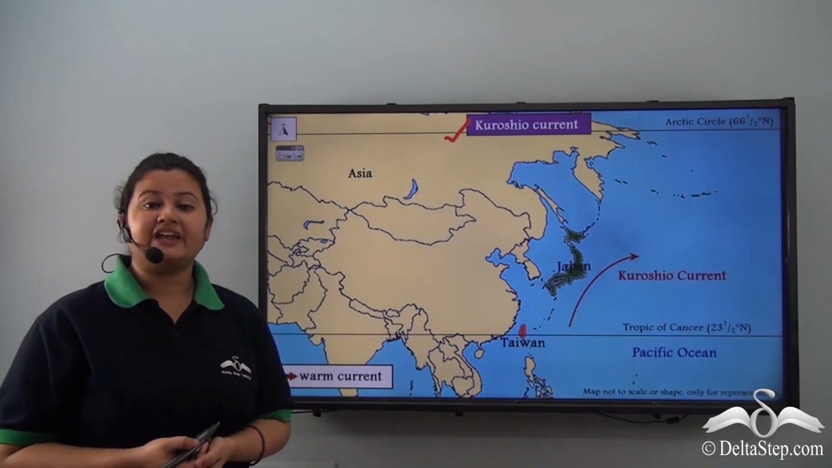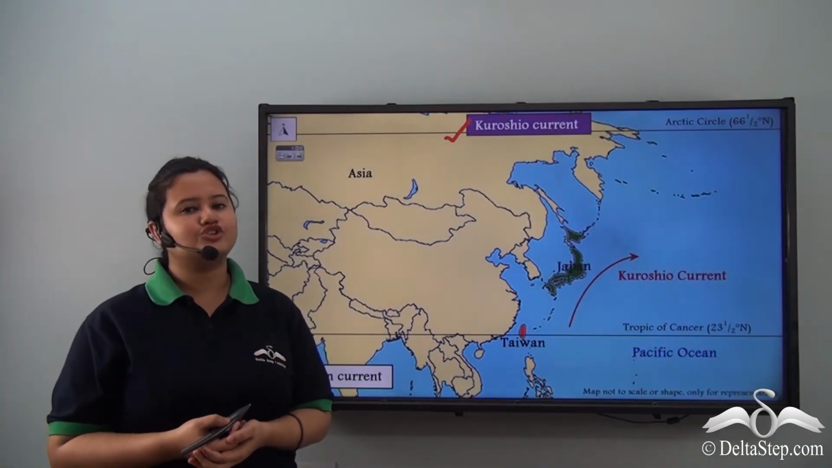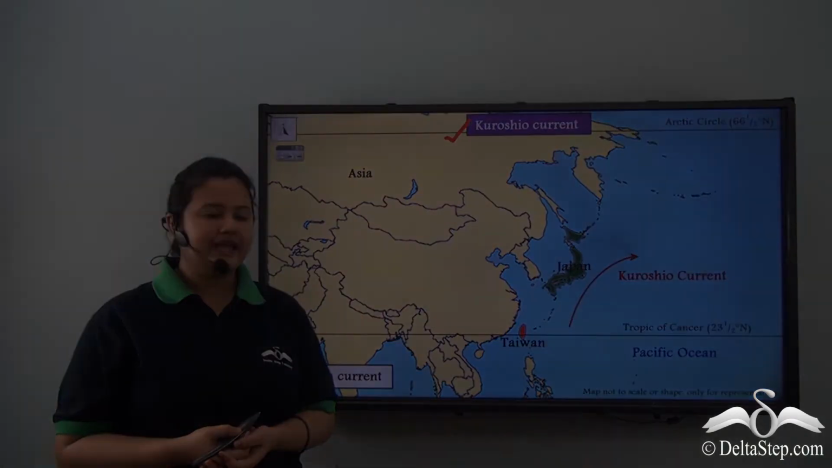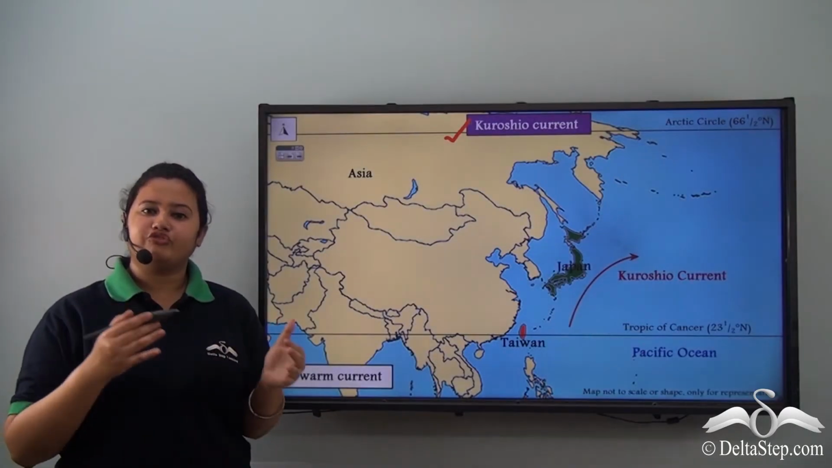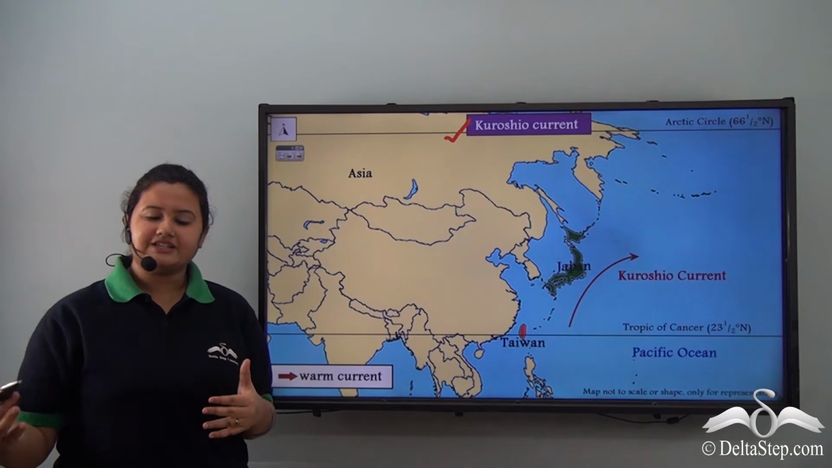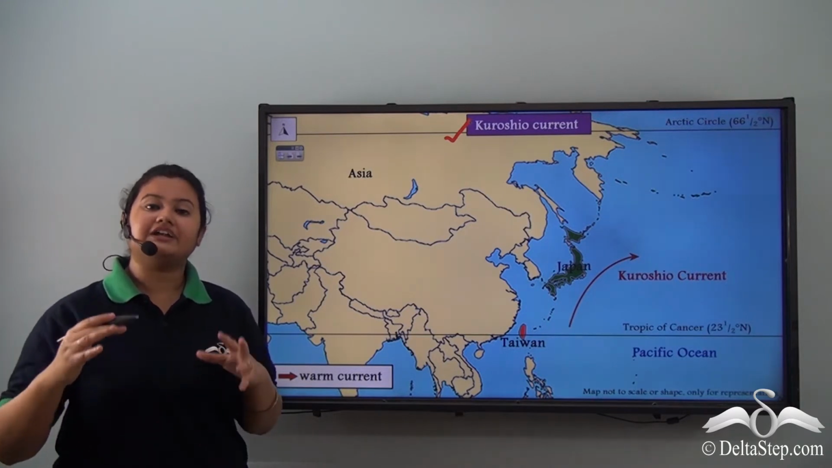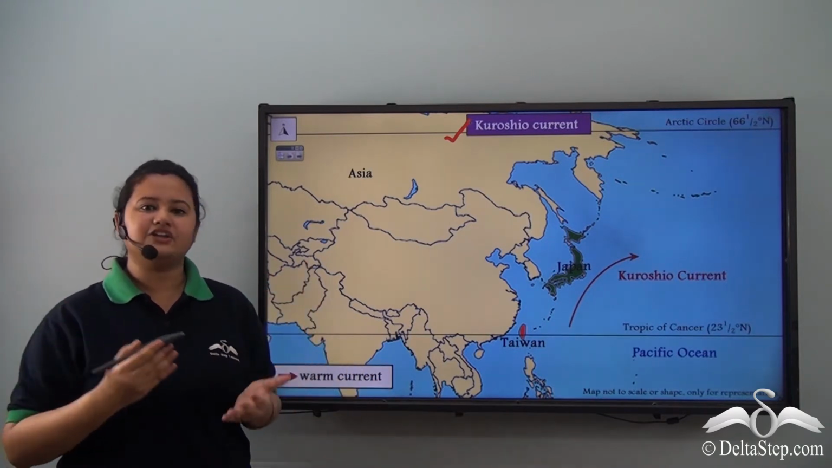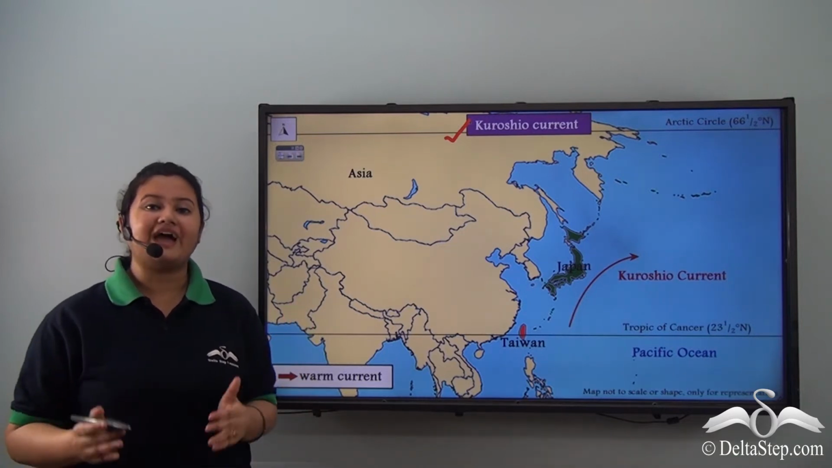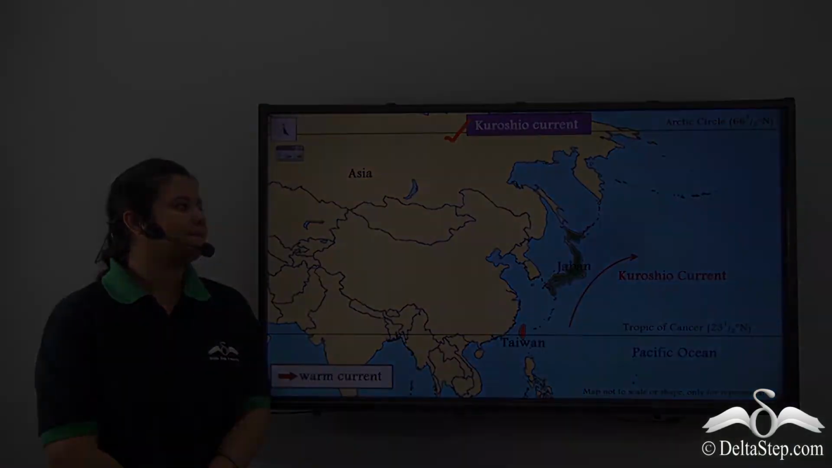Let me tell you an interesting fact about the Kuroshio current. Do you know Kuroshio current is also called black stream? Do you know why? When the Kuroshio current flows, the water bodies appear to have a darker blue color than usual. That's why the Kuroshio current is also known as black stream.